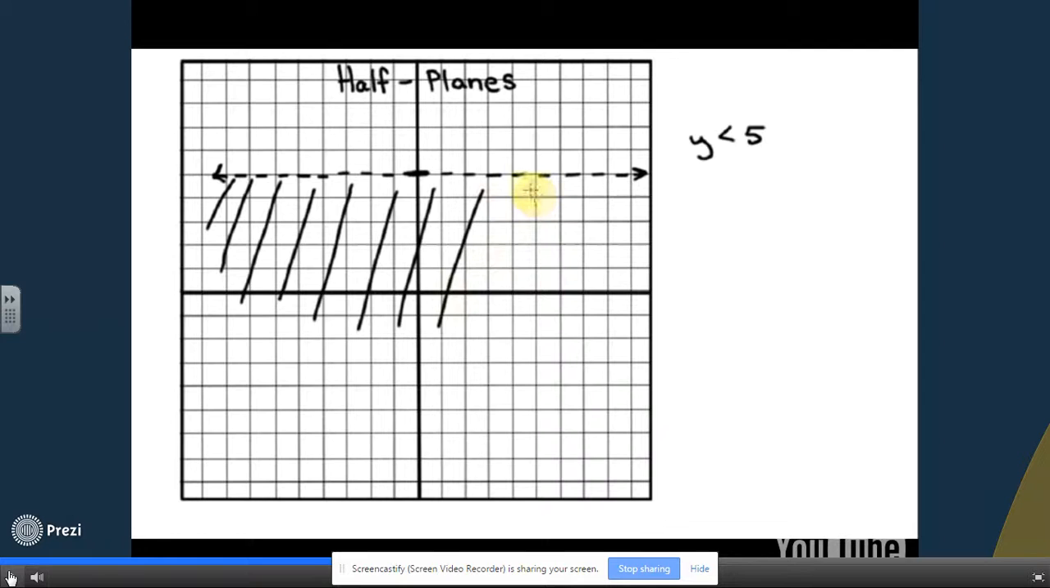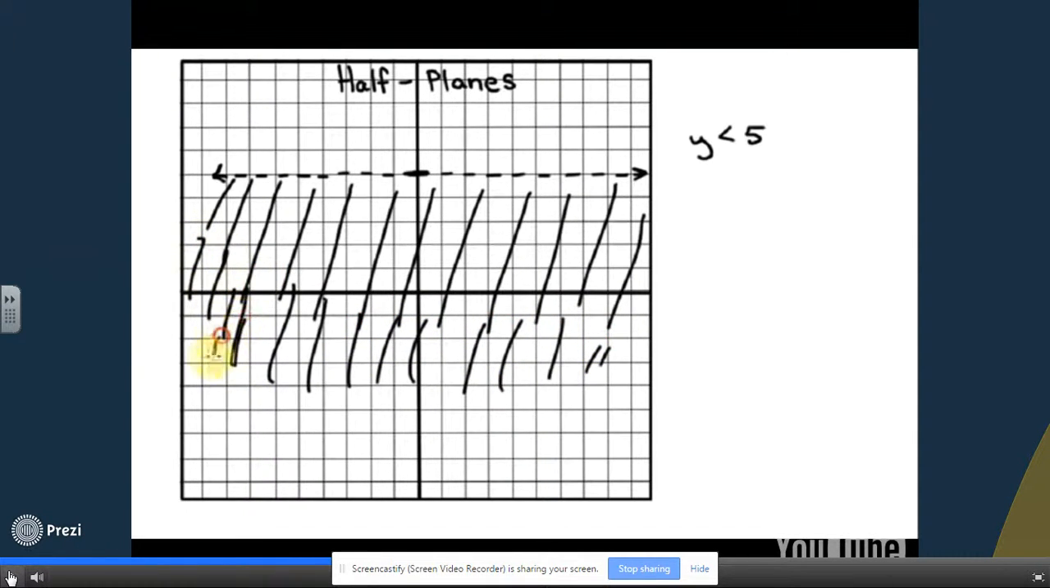And I have the luxury of time. I can do a real pretty job of that. You get the idea. I'm not going to keep going crazy here. But everything underneath this line, any point down here, is going to make this inequality true. So that's what a half plane is. I'm going to just draw a couple more here just to make sure we got the right idea.